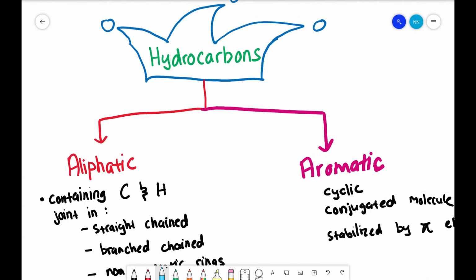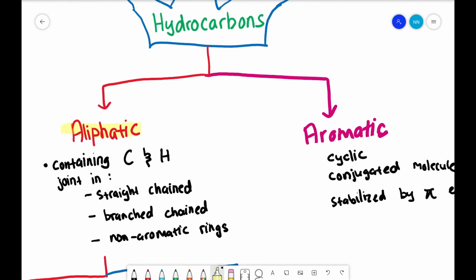Hydrocarbons can be classified into 2 main categories. The first one is aliphatic compound. Aliphatic hydrocarbons are basically hydrocarbons containing carbon and hydrogen joined in a straight chain. This is a skeletal structure, and this is a straight chain. You can also have it in a branch chain. A branch chain is basically when you have a straight chain and then a little bit of branching there. And then you also have non-aromatic rings.